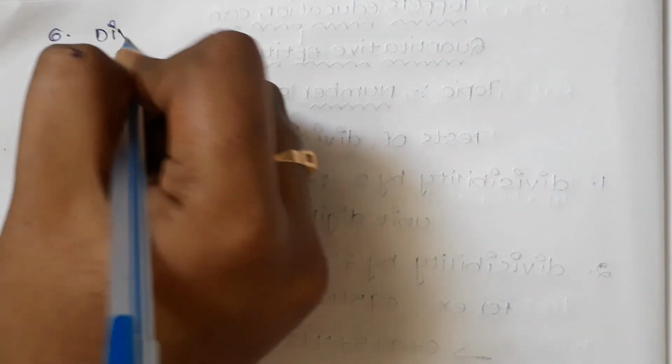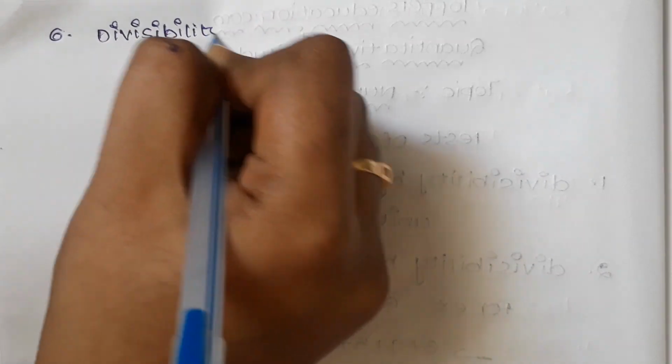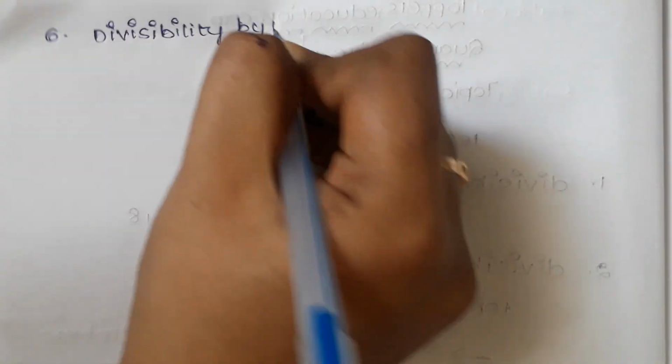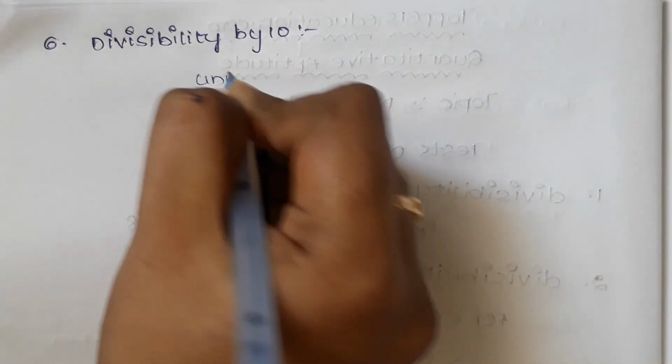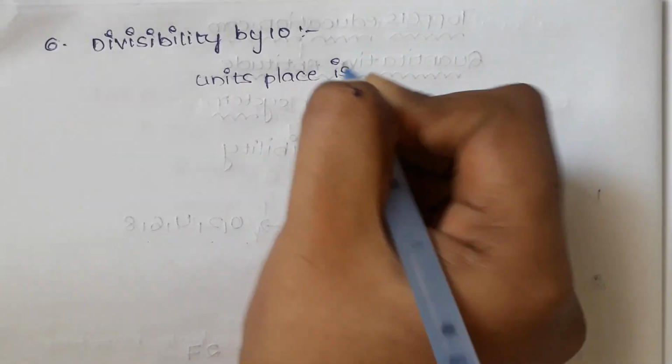And now let us see the divisibility rule of 10, that is divisibility by 10. A number will be divisible by 10 only when its units place has 0.